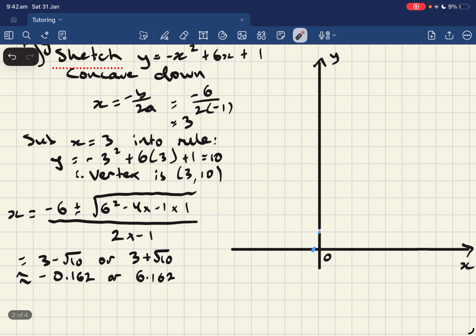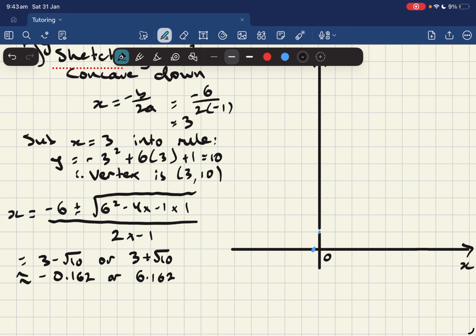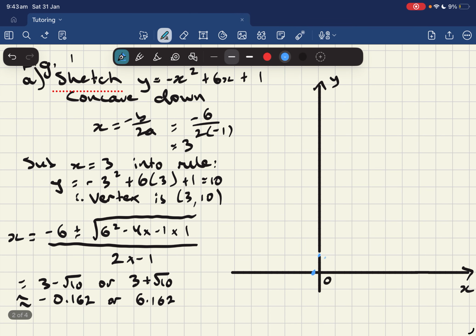Now I've got the solutions in exact form, but when it comes to graphing, sometimes it's a good idea to just write them in decimal form as well for your own reference to see roughly where you want to plot these points in. So now that I have all of the main features, I'm going to just substitute in my points. So we said the y-intercept was 1, so that's going to be here. We said our axis of symmetry was at x equals 3.